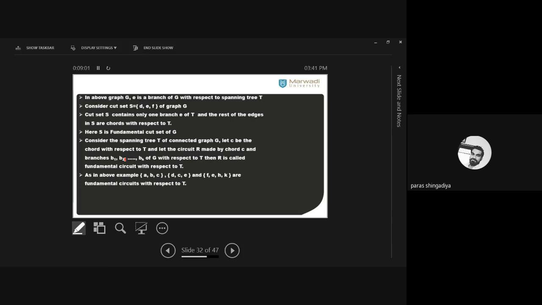Clear? As R equal to ABC, R1 equal to ABC, R2 equal to DEF, R3 equal to this one. These are all fundamental circuits. Using these 3 edges we can create one circuit, and using these 4 edges we can create one circuit, which is known as a fundamental circuit. Why is it a fundamental circuit? Because here only this one is a chord, and B and C are the branches. Here C is the chord, so E is the chord and D is the branch. And the same for this one. Clear? That is another representation.